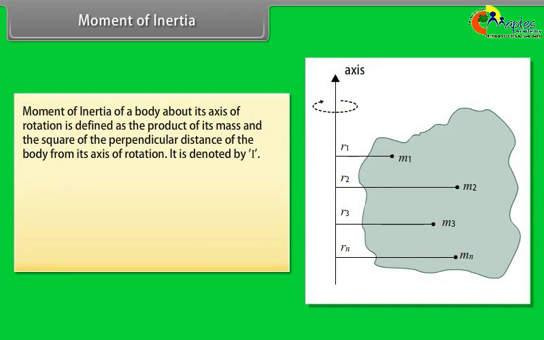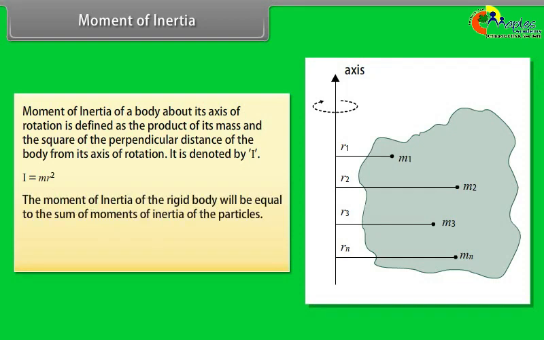Moment of inertia. Moment of inertia of a body about its axis of rotation is defined as the product of its mass and the square of the perpendicular distance of the body from its axis of rotation. It is denoted by I. I is equal to mr square. The moment of inertia of the rigid body will be equal to the sum of moments of inertia of the particles. Its expression is given by I is equal to summation from i is equal to 1 to n of products of mi and ri square.